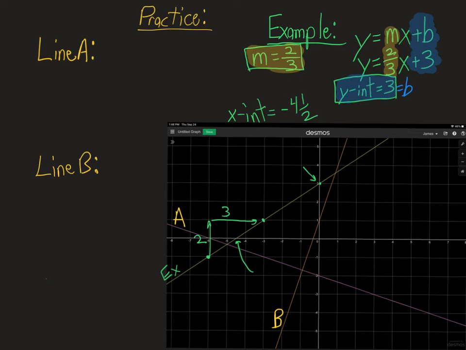All right, you guys pause it and work on A and B, lines A and B. What is their slope and intercept? Write the equation from it. And then can you also tell me what the x-intercept is? Go.